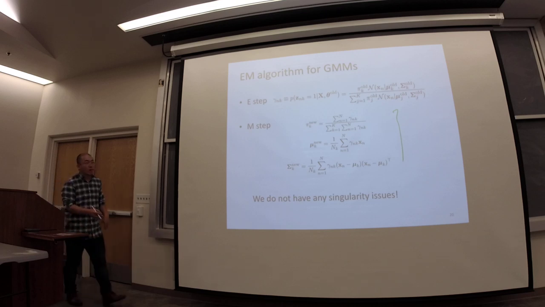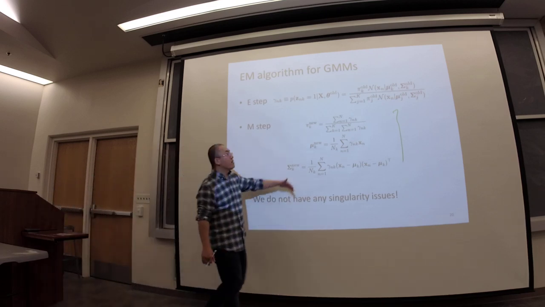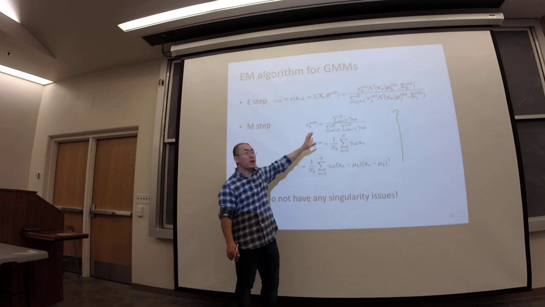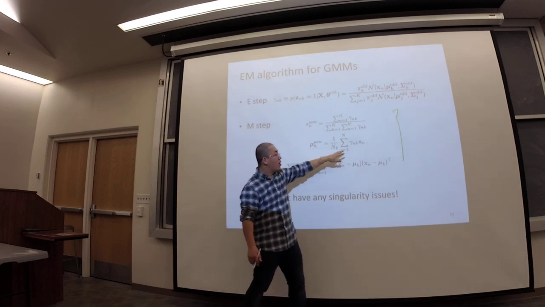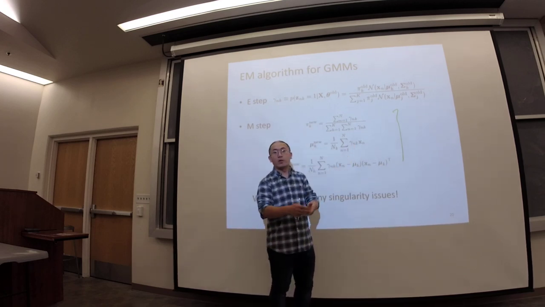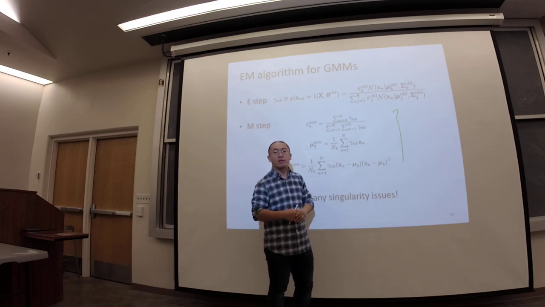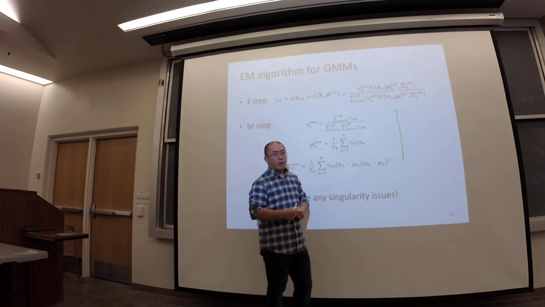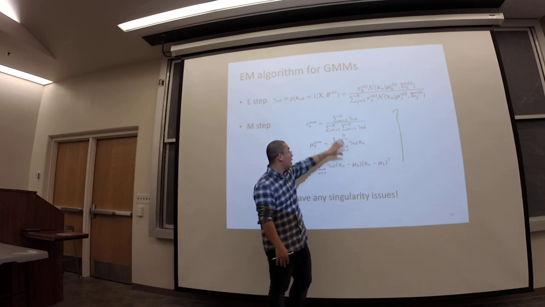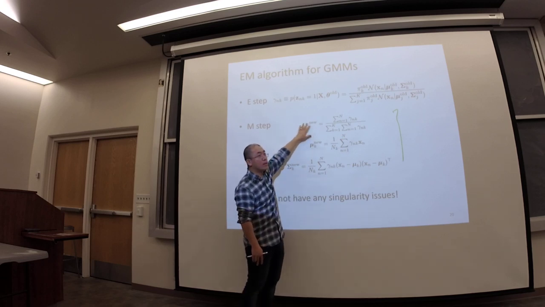Because those are fancy and nice weighted summations, right? It's very unlikely that all of your gamma nk will concentrate to be 1 or 0, especially if you start with some random setting. Like you randomly set the probability that each xn belongs to some particular cluster to be 0.1, 0.1, 0.2, whatever, right?